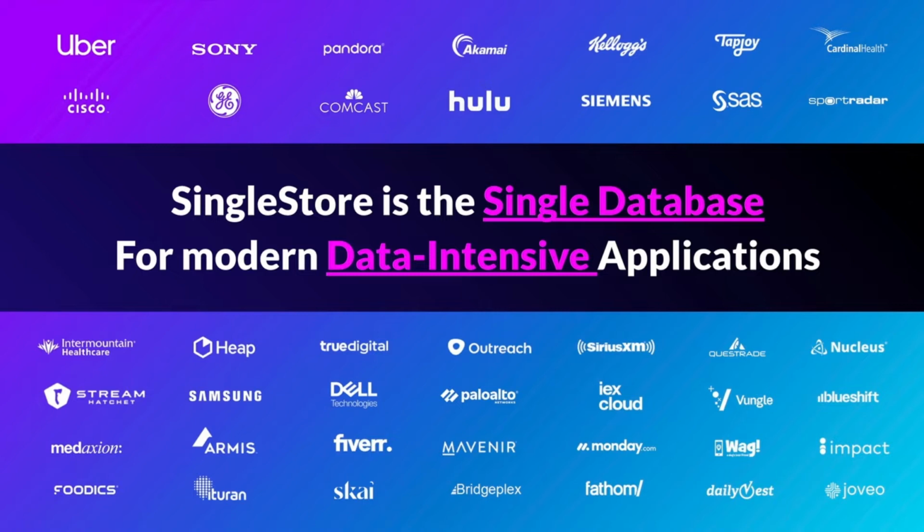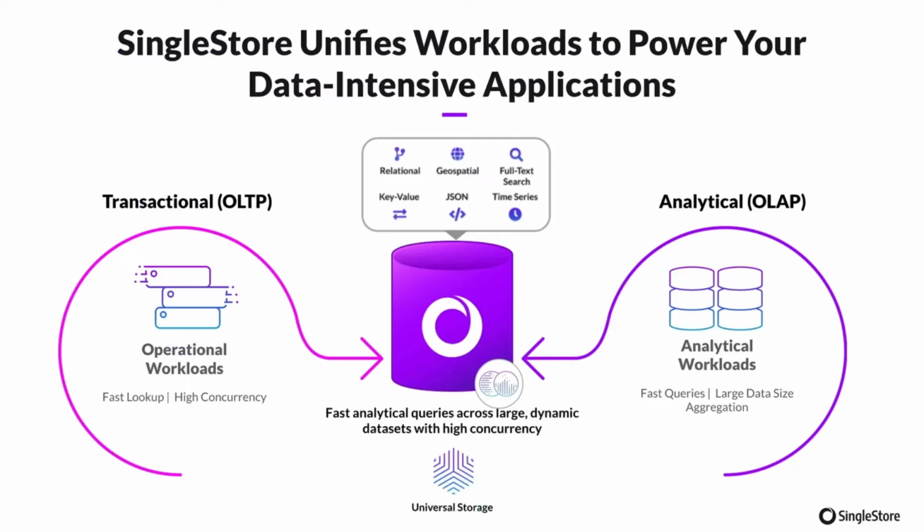We power several Fortune 500 companies such as Uber, Sony, Comcast, Hulu, and Kellogg's. We also power 5 of the top 10 banks, as well as hundreds of SaaS companies building disruptive modern applications in their spaces. So SingleStore powers data-intensive apps, but what does that mean?